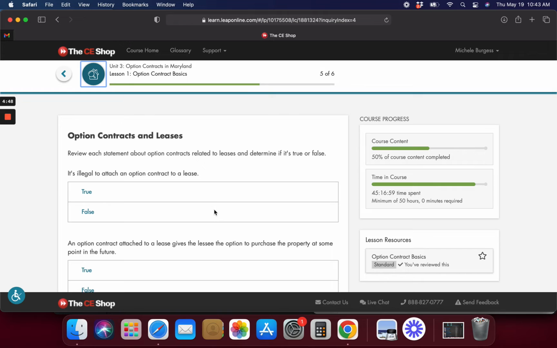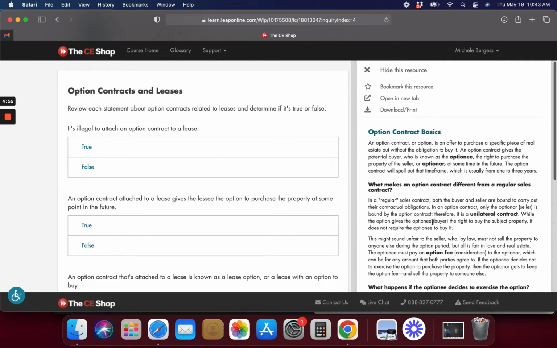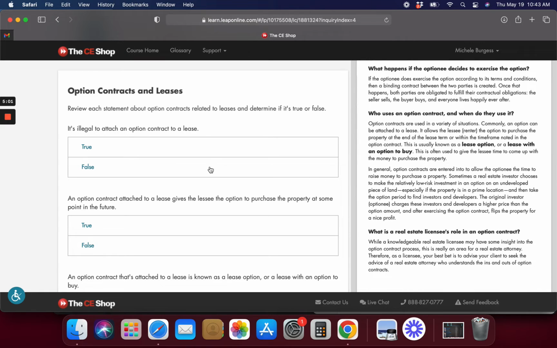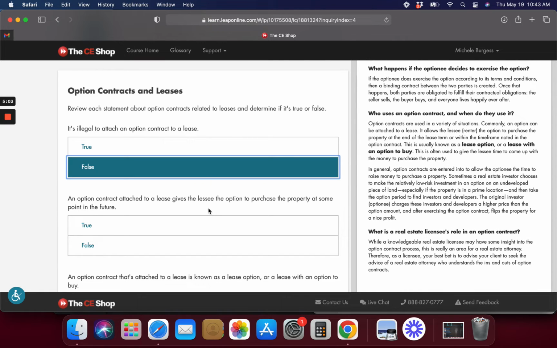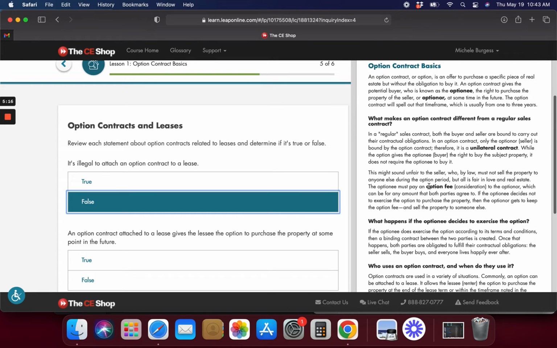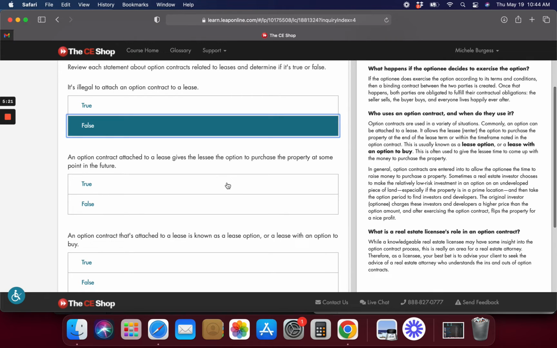It is illegal to attach an option contract to a lease. I have no idea. Let's see. I wouldn't think it would be. An option contract attached to a lease gives the seller the option to purchase, or is it the lessee? I get so confused on this. And this is the way they do the test too, by the way. They do it with lessee and lessor, optionee, optionor. They rarely will put buyer and seller in here, unfortunately.